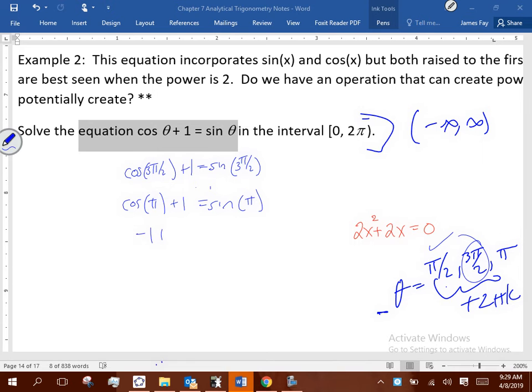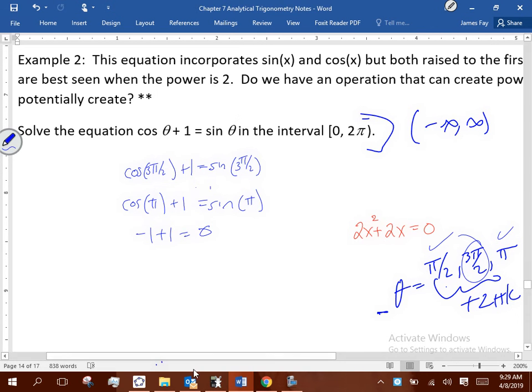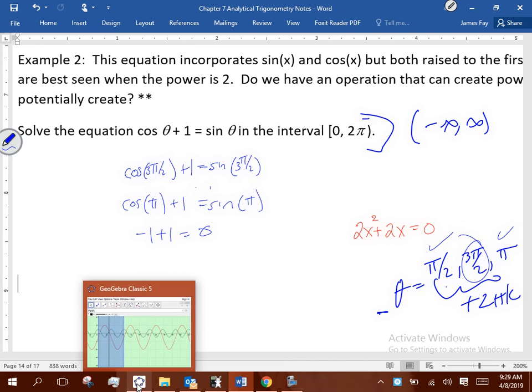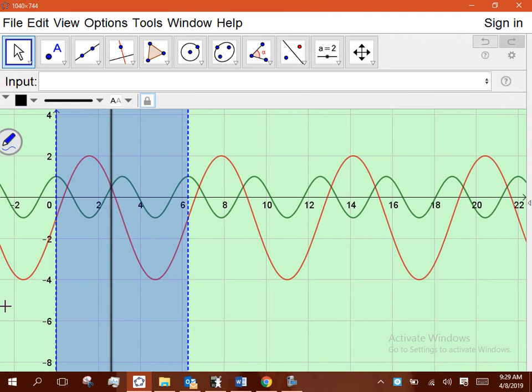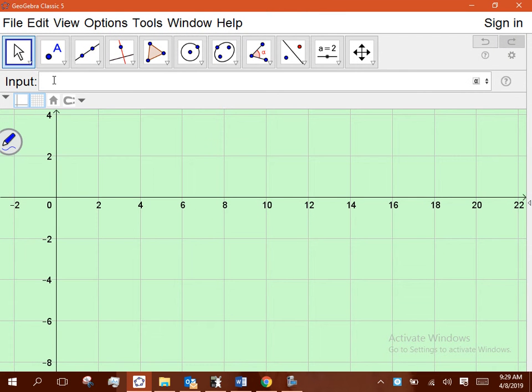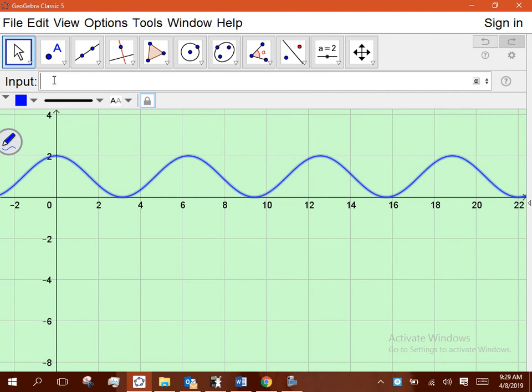Cosine of pi is -1 plus 1. Sine of pi is 0. Okay? So there we see that pi or 2 pi are really our only solutions. If we were to graph this, the cosine of x plus 1 and sine of x.